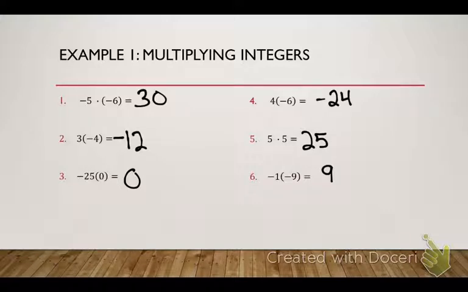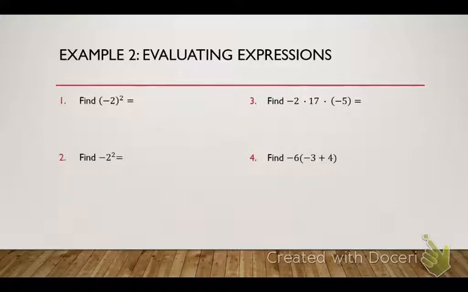Example 2 now deals with evaluating expressions. There's a couple key factors here that we need to point out. The first thing I need you to do is write down numbers 1 and 2. Don't try to solve them, just write them down. Leave a little bit of space in between. Go ahead and write down numbers 1 and 2. Do you notice what's different between numbers 1 and 2? One has parentheses, the other one doesn't.